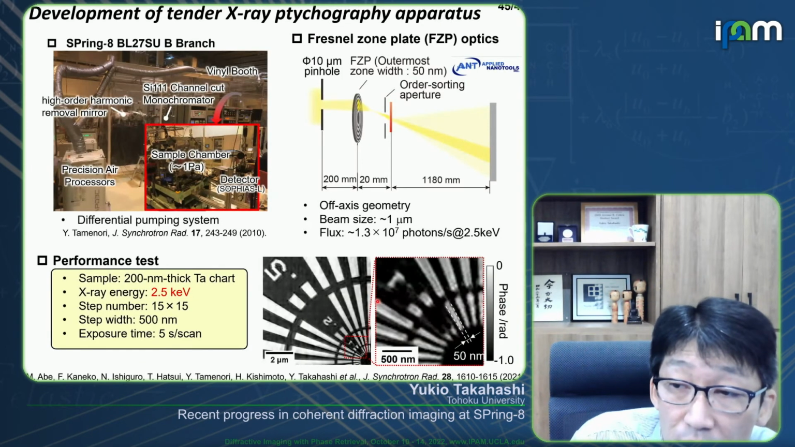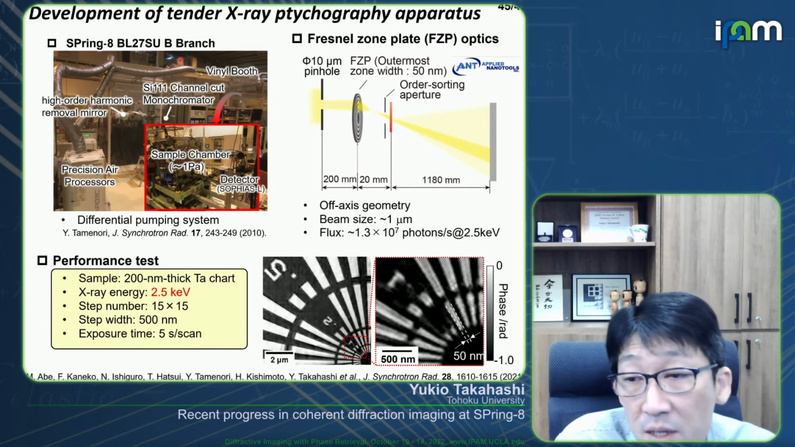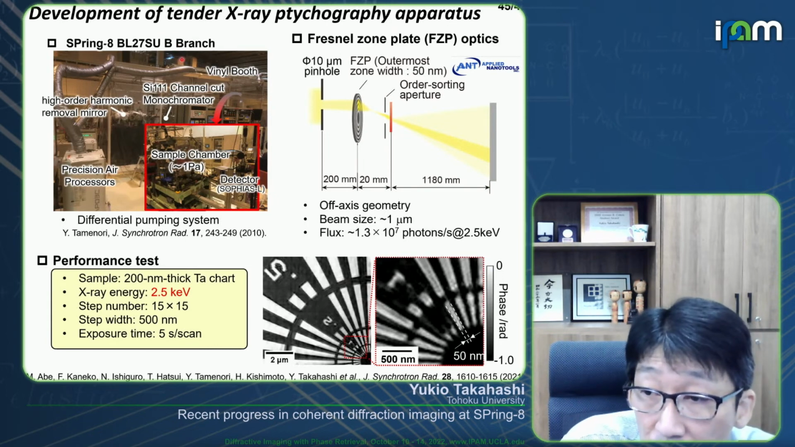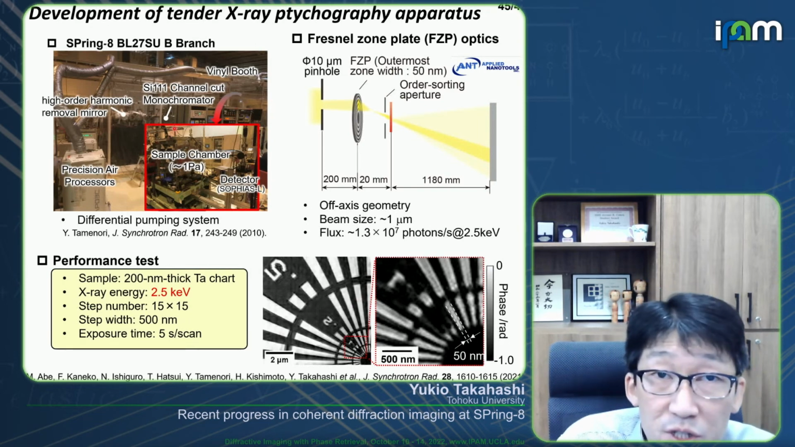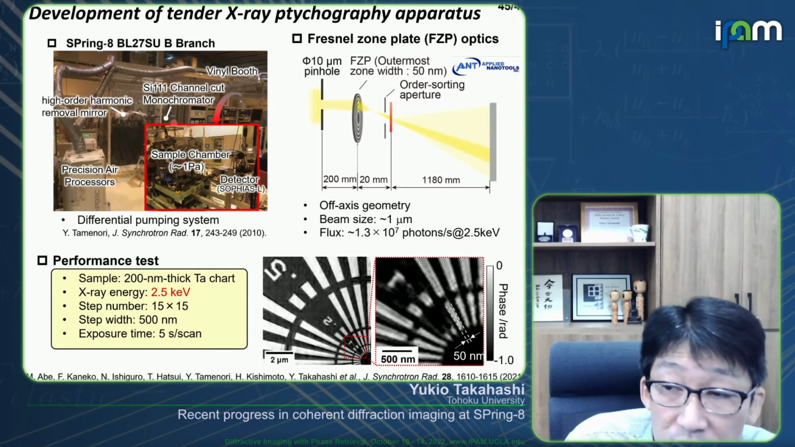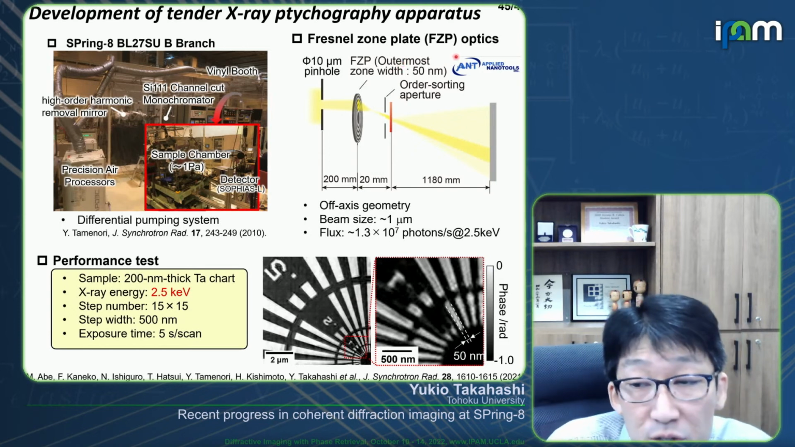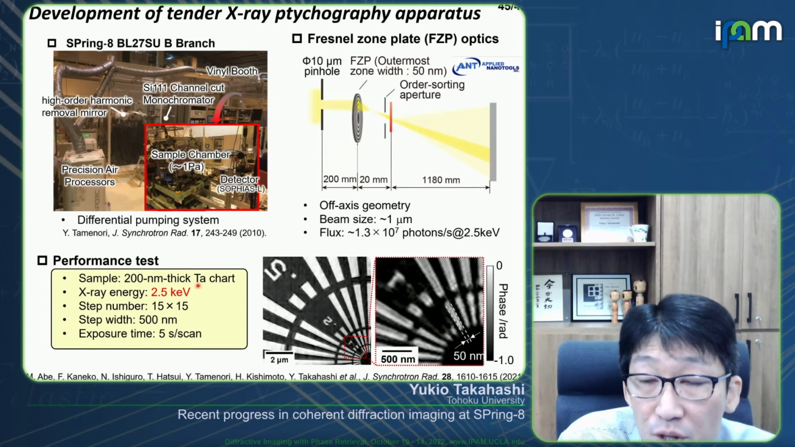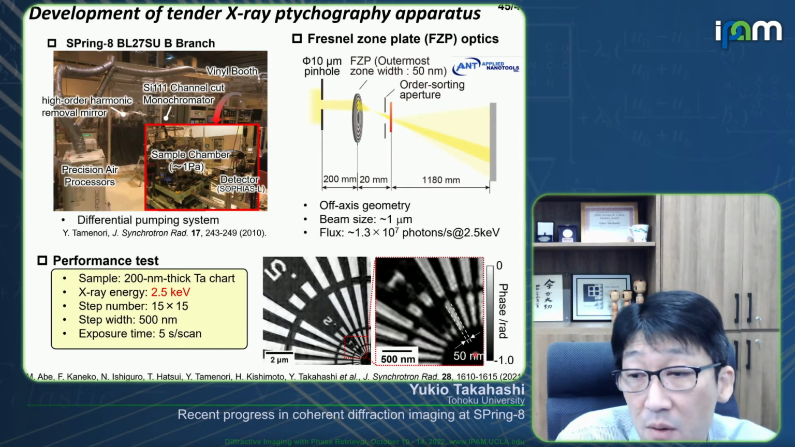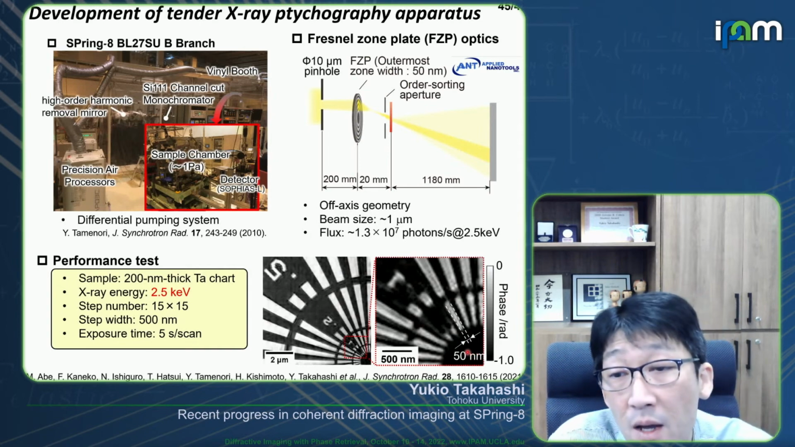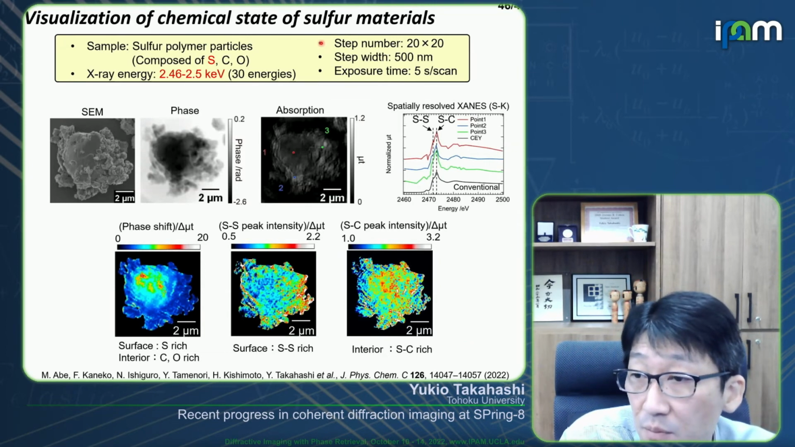So recently we have developed a tender X-ray ptychography system at SPring-8 beamline BL27SU branch, which is a spectroscopic undulator beamline installed with a differential pumping system. One can introduce a low vacuum sample chamber. Here we constructed a measurement system using a Fresnel zone plate in off-axis geometry. As a result of the performance test using 2.5 keV X-rays, we have successfully reconstructed the 50 nanometer minimum structure with a tantalum test chart.